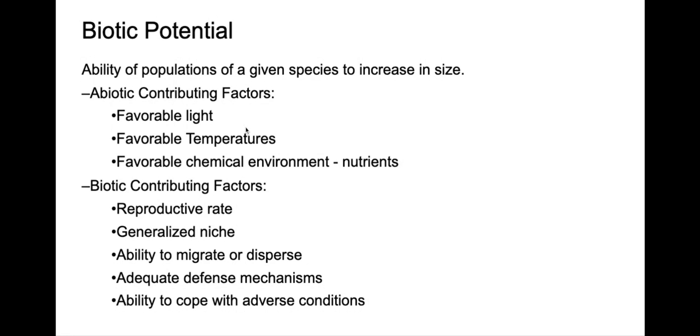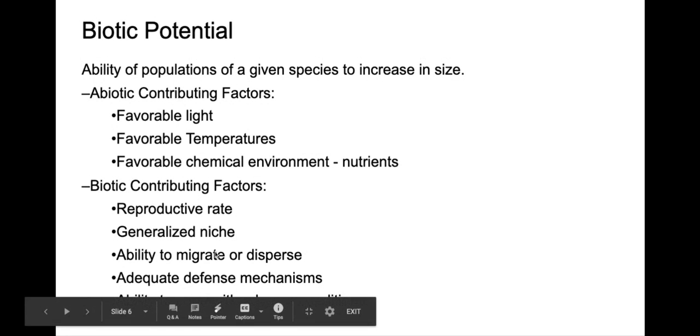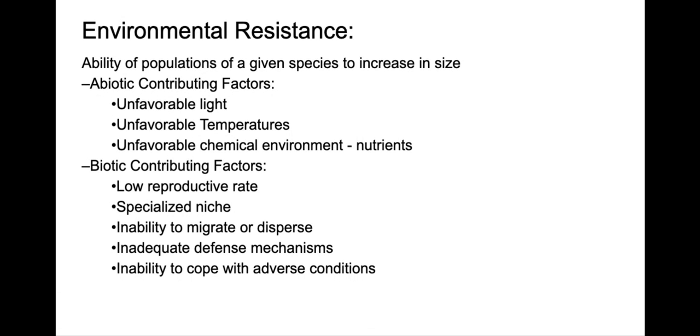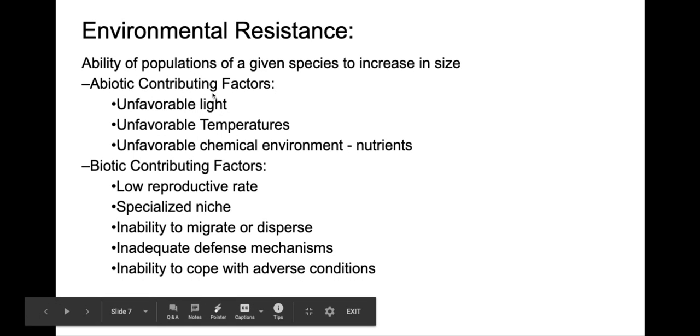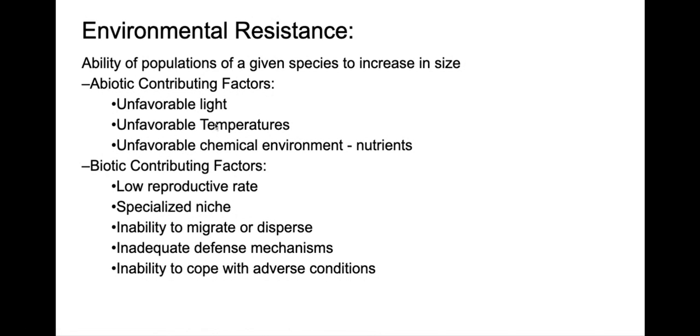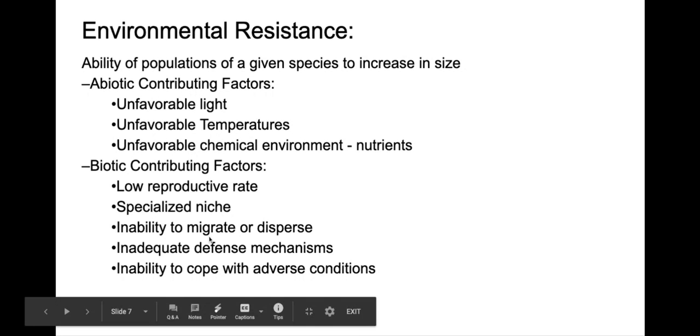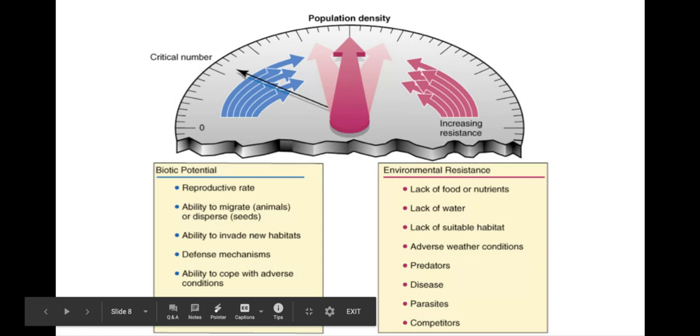And biotic factors could be the reproductive rate of that population or the ability of that population to migrate, or to adapt to changes in the environment. And the environmental resistance will be everything against it, right? Like unfavorable amount of light or temperatures, or specific conditions for those populations. And biotic contributing factors would be like low reproductive rate, maybe they have a specialized niche, or they cannot migrate. Again, adaptations are important.